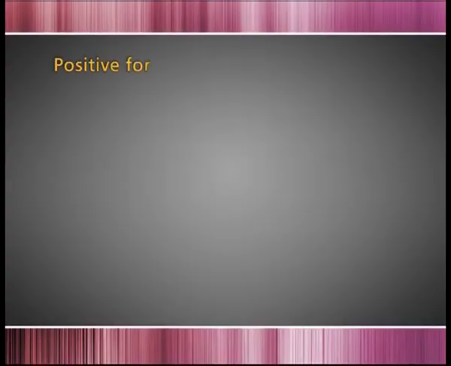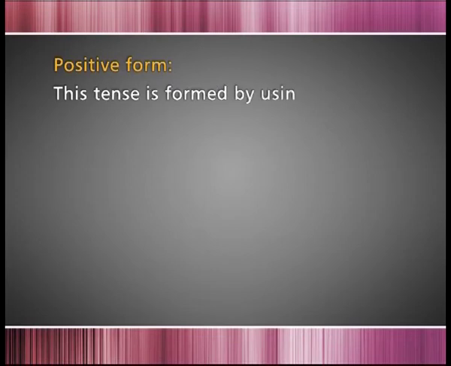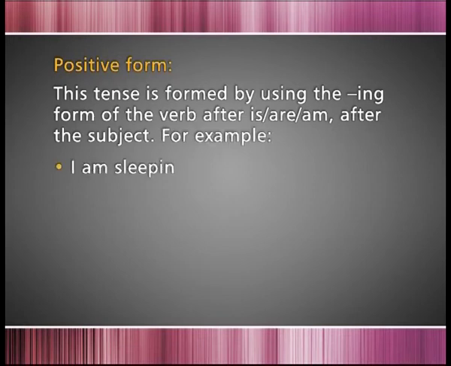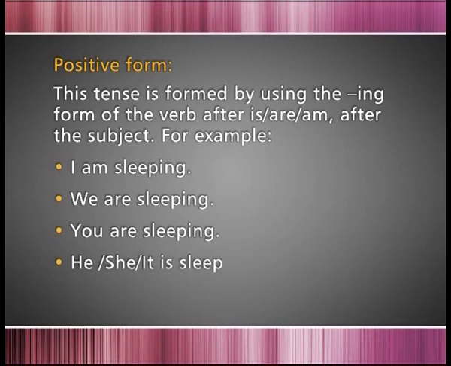Formation of the present continuous tense. Positive form. This tense is formed by using the ing form of the verb after is, are, am, after the subject. For example, I am sleeping, we are sleeping, you are sleeping, he or she or it is sleeping, they are sleeping.